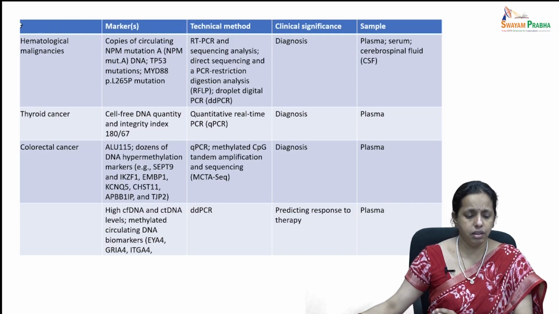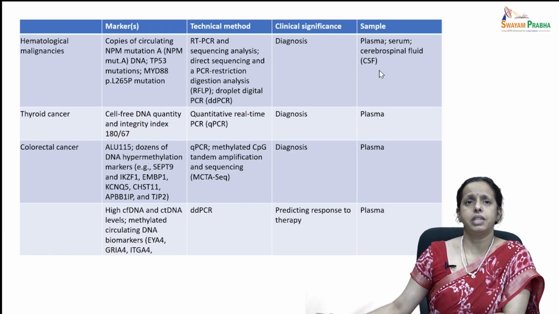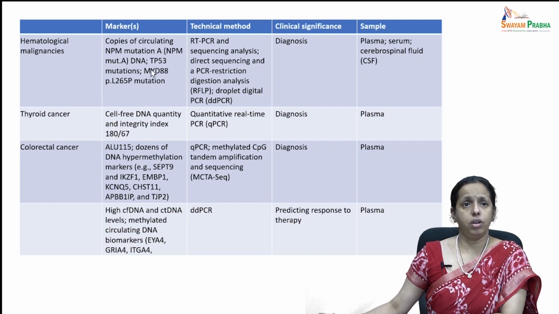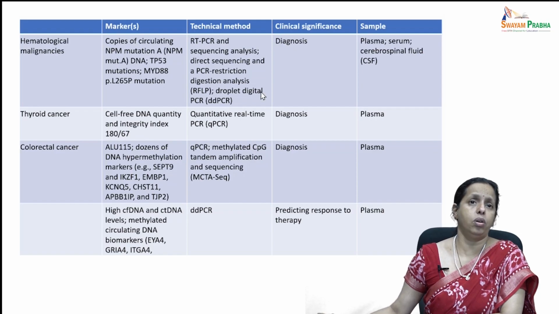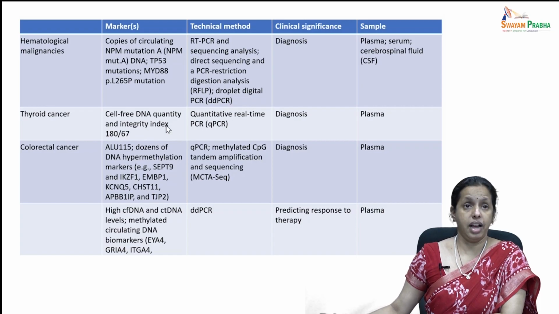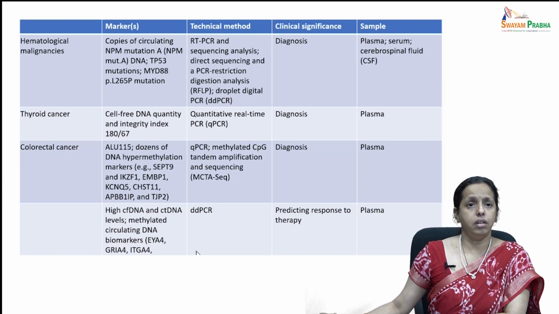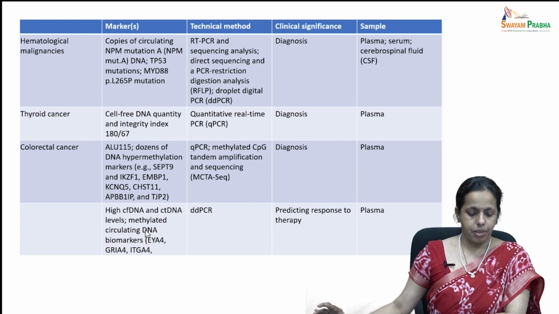So for example, in the hematological malignancies like your leukemias, you can take the plasma, serum, CSF, and that is used for diagnosis, and for looking for different mutations. You can even use RT-PCR real time or sequencing, or your droplet digital PCR. For thyroid cancer, you have the cell-free DNA quantity and integrity as your index, which can be determined by your qPCRs. And for colorectal cancer, you have different markers.